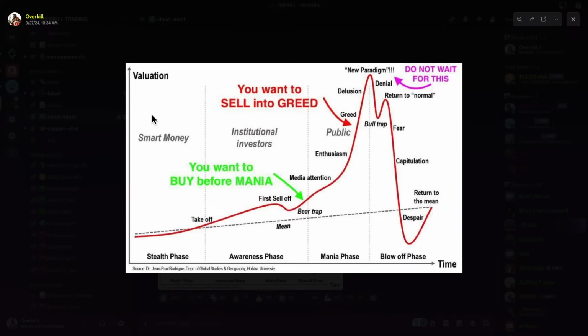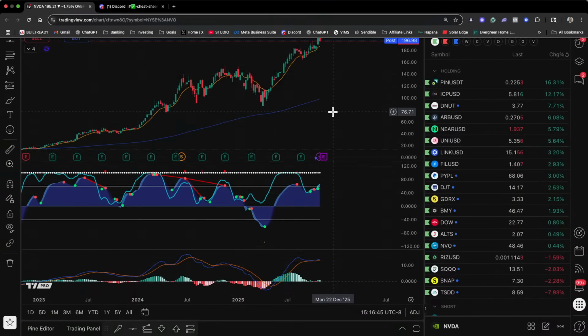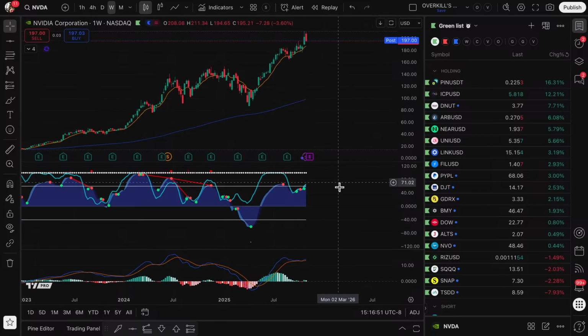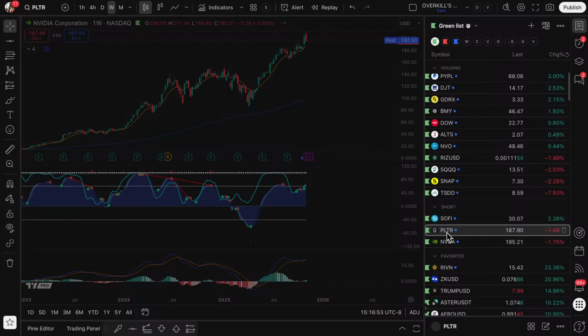So when retail's buying it up here at $200, they're dumping it. Okay? They're dumping it. They can't sell unless you buy. So I would buy NVIDIA if it came back down here like it did back in April. But right now, I'm short. I'm short that. I'm short at PLTR.